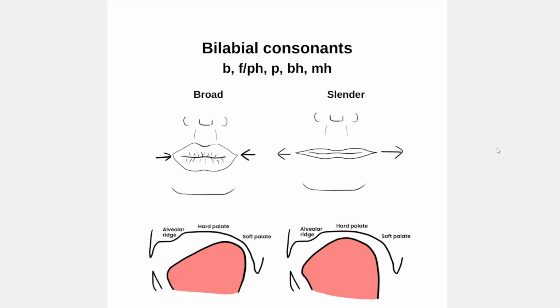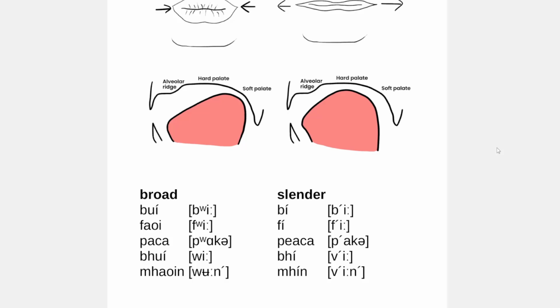So compare some minimal pairs, and these are pairs of words that differ only in whether the first consonant in this case is broad or slender. Some of them differ a bit more than that, but for all intents and purposes, so we have a broad B versus a slender B, a broad F, a slender F.